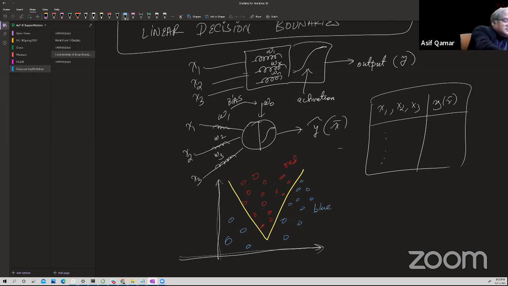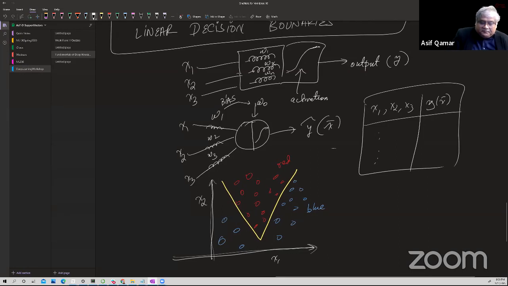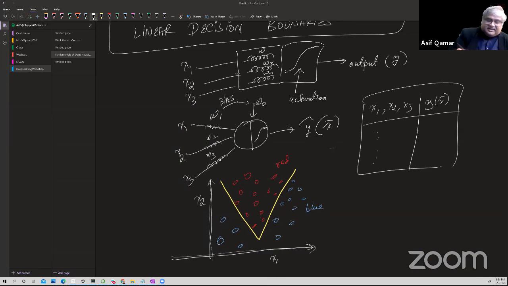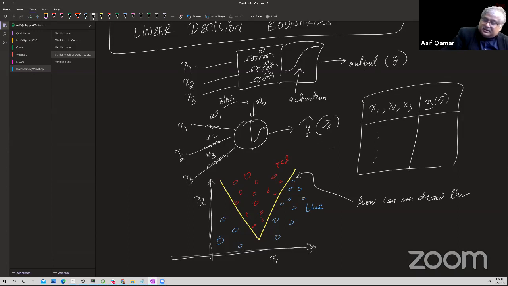You still have your input space like this. So now you say, how can I draw this V-shaped decision boundary? This is the question, right? The question is, how can we draw this decision boundary using the box that we have?